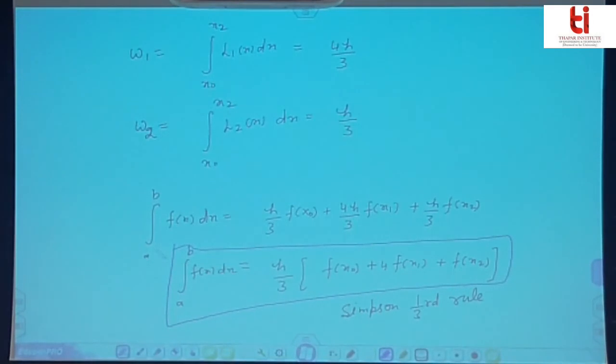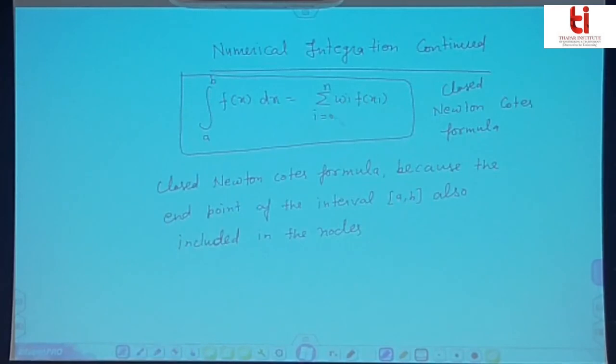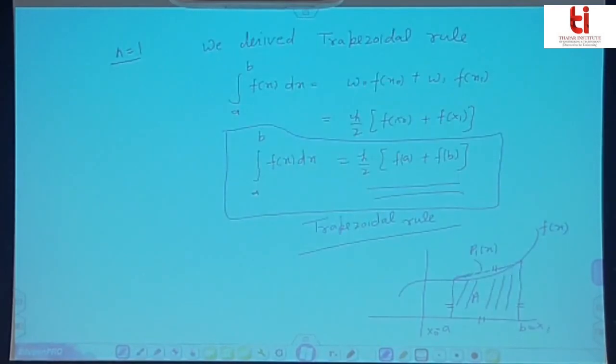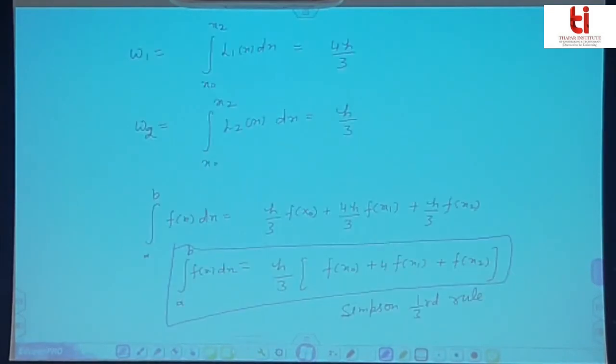Here h is (b minus a) upon 2. If we compare this with the trapezoidal rule, in the trapezoidal rule h is what? h is b minus a. Okay, so it should be clear what formula we are taking. So this is the thing.